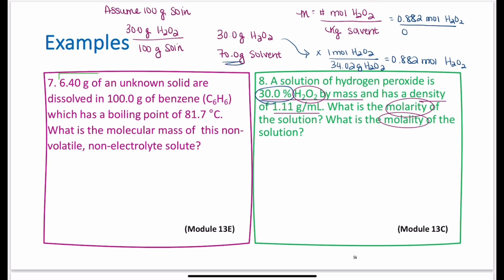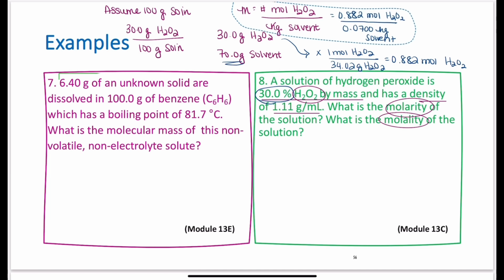70 grams, 0.0700 kilograms. Move this over. That gives me a molality of 12.6 molal. So that one was really easy to do. Let's look at the molarity one.